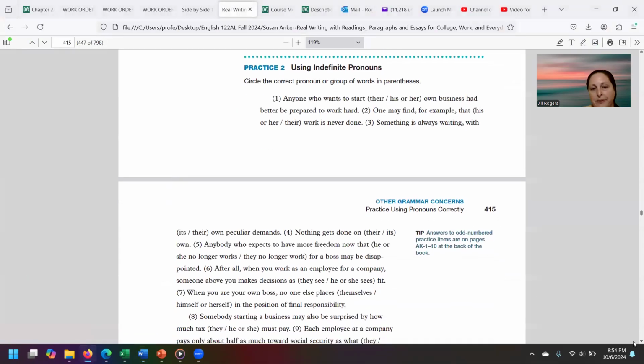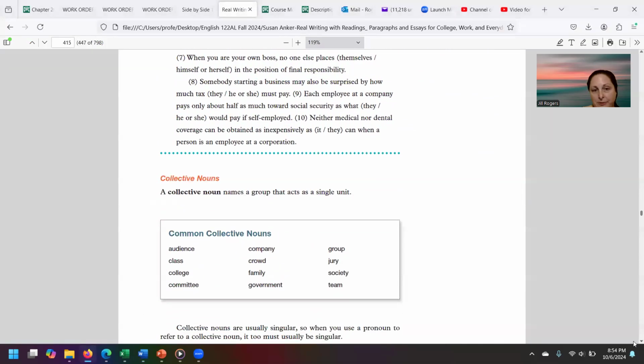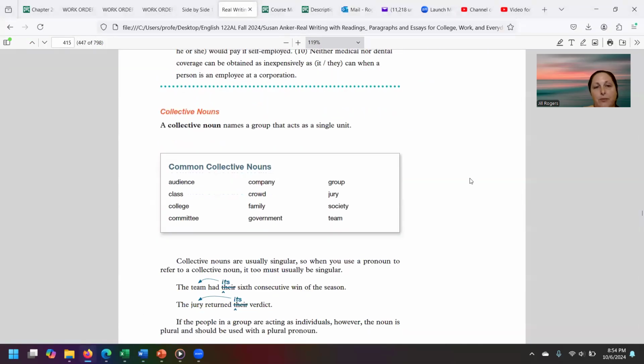Okay, so if you like to read it more in the paragraph form, it is in your book as the paragraph form. Now, we are talking about collective nouns. Collective nouns also are singular. So like we say audience, we say its, we don't say there. We use class, we say its, we don't say there. We say college, we say its, we don't say there. So these are treated as one singular group, one singular unit. Company is, crowd is, family is, government is, group is, jury is, society is, team is.